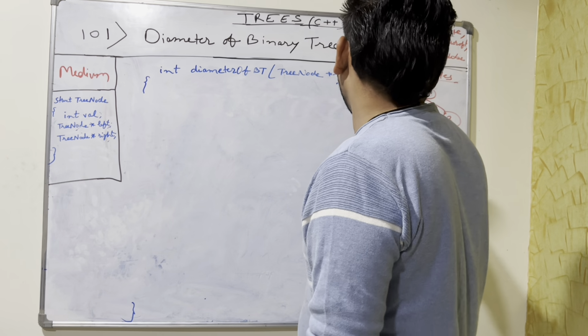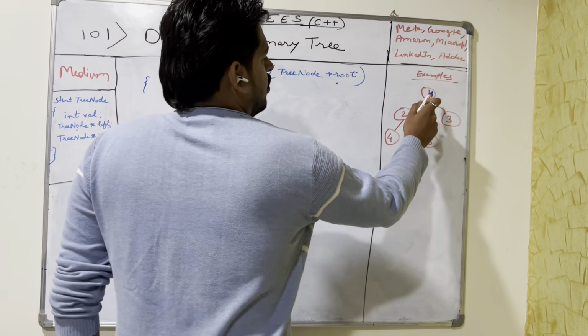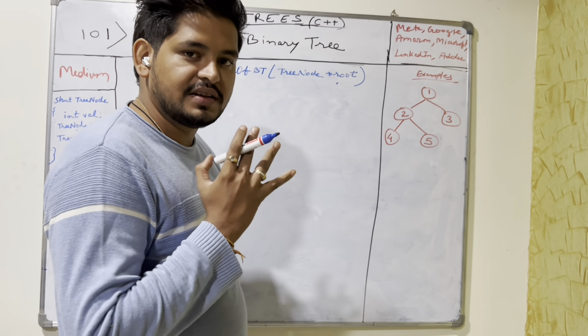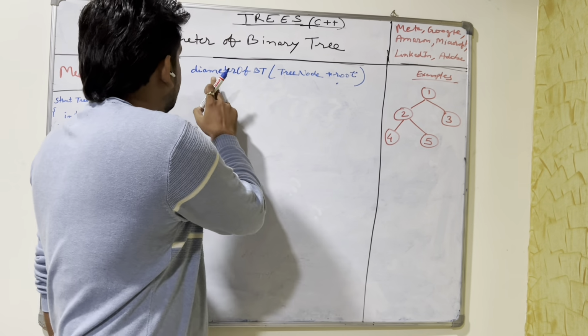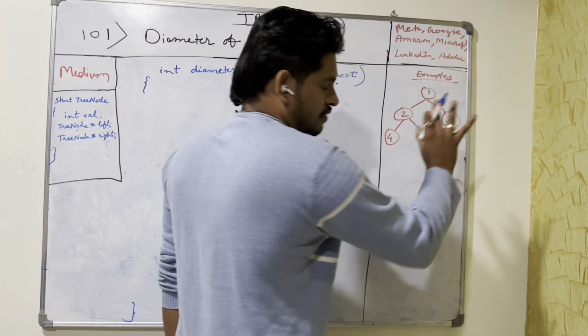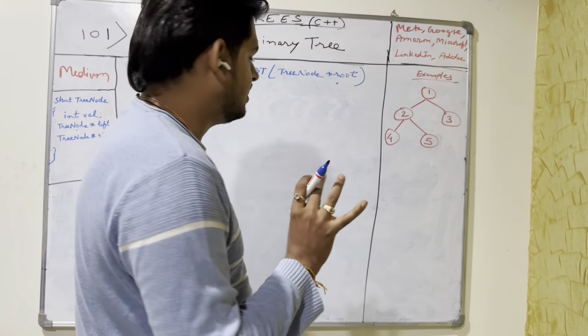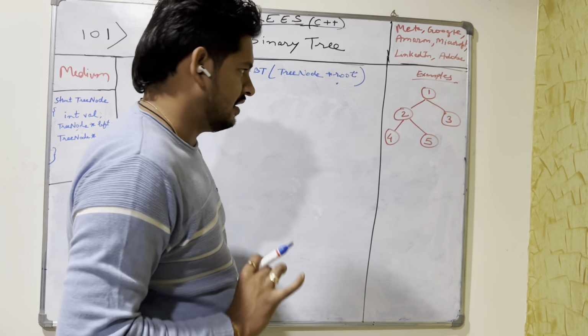So we are given a binary tree. Let's look at this example: 1, 2, 3, 4, 5. We need to find the diameter of it. So what is diameter? Diameter is the largest distance between any two nodes in this binary tree. So that largest distance we need to return. That is the diameter of this binary tree.